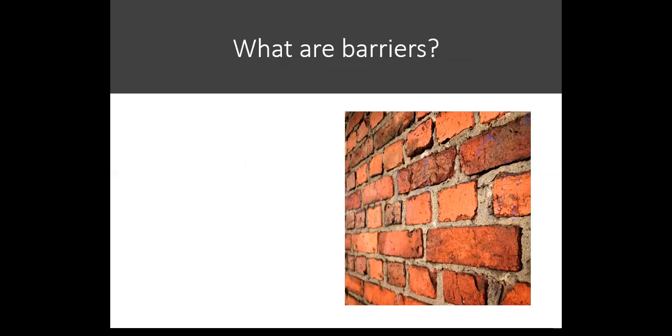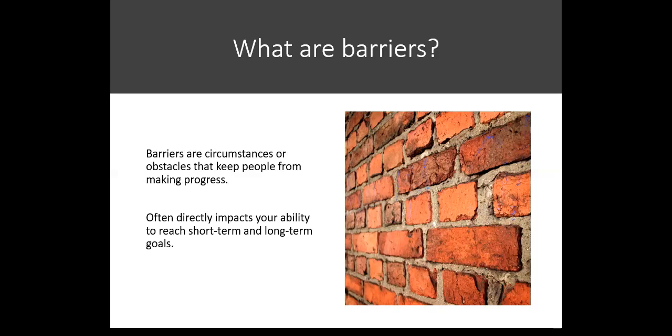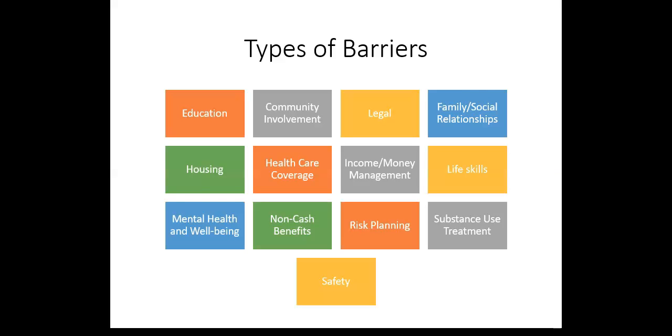In order to achieve our goals, we also need to know our barriers. Barriers are circumstances or obstacles that keep people from making progress. And this often directly impacts your ability to reach short-term and long-term goals. Now we're going to look at some barriers. Some of these barriers take longer time to break through, and they will make your short-term goal into a long-term goal, depending on the length of time it takes for you to grow and pass this barrier. Here are a list of barriers that you can think about or that you didn't take into consideration when you were thinking of your goal.